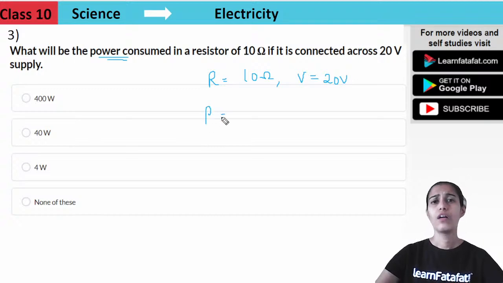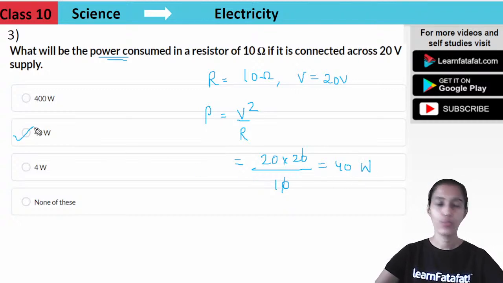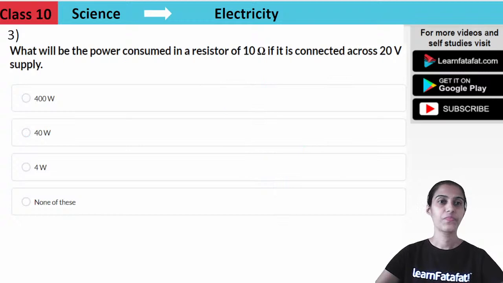So power formula अब यहाँ पे V और R दिया है. So we will use this formula directly. So I will get V square, 20 into 20 upon R is 10. So my answer is 20 into 2, 40 watts. So second option is the right answer here.